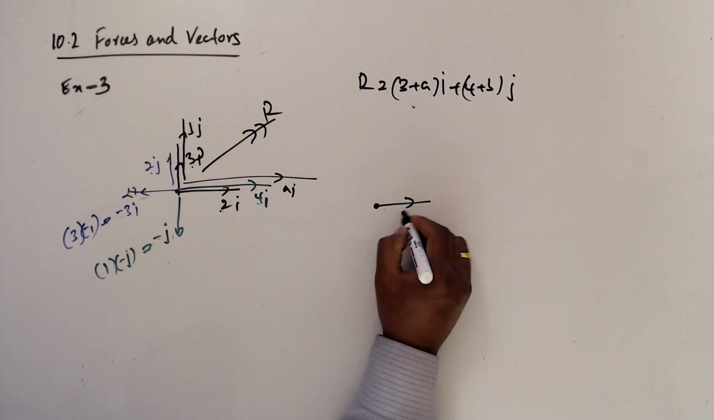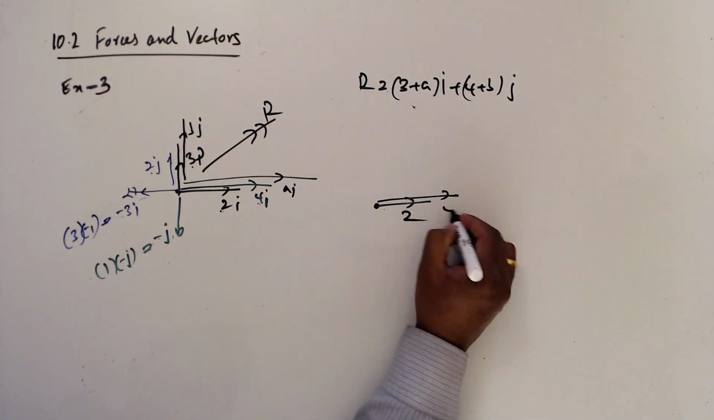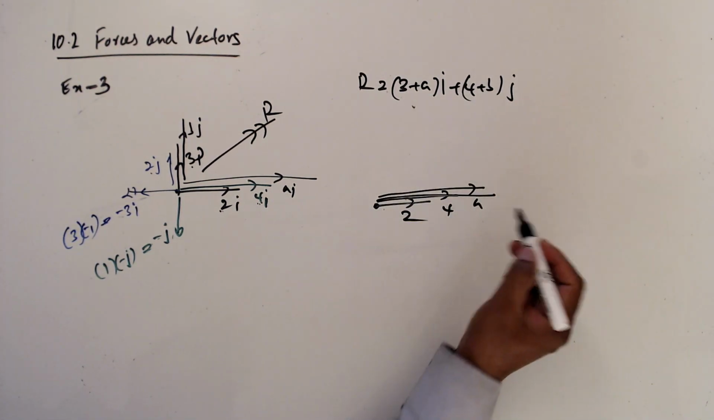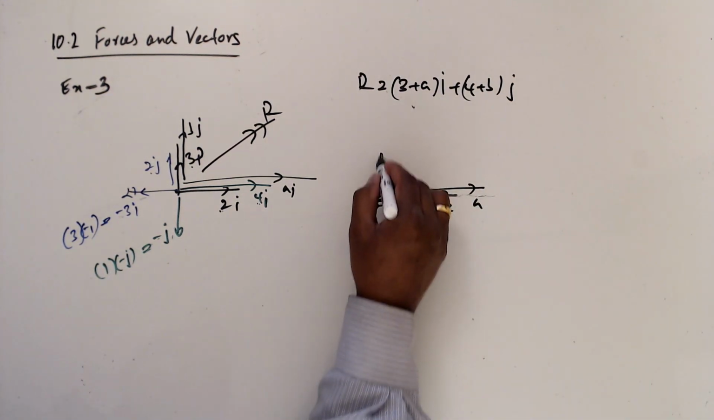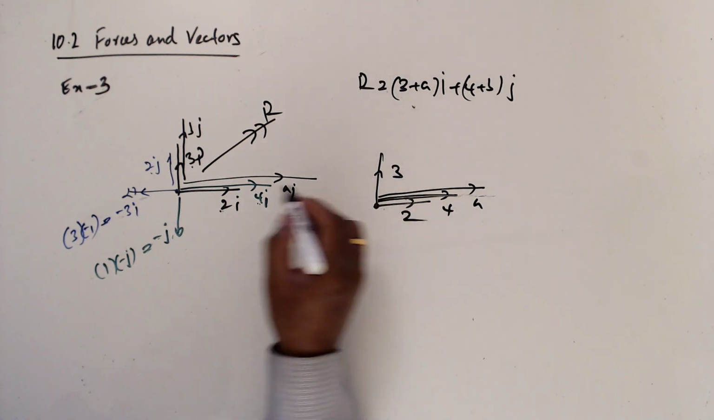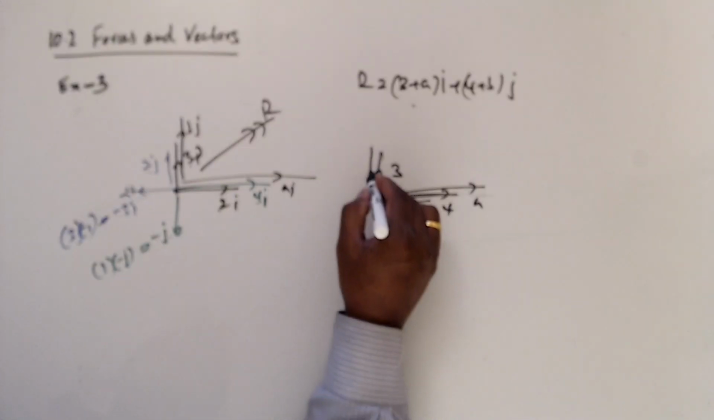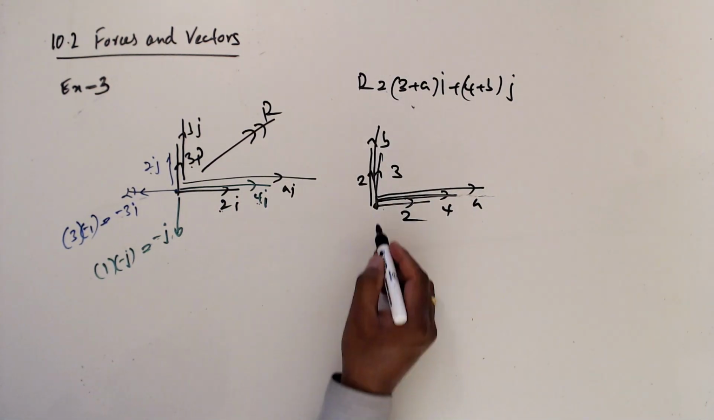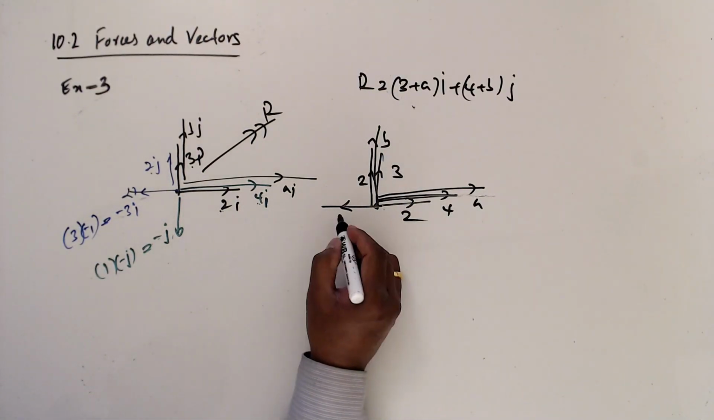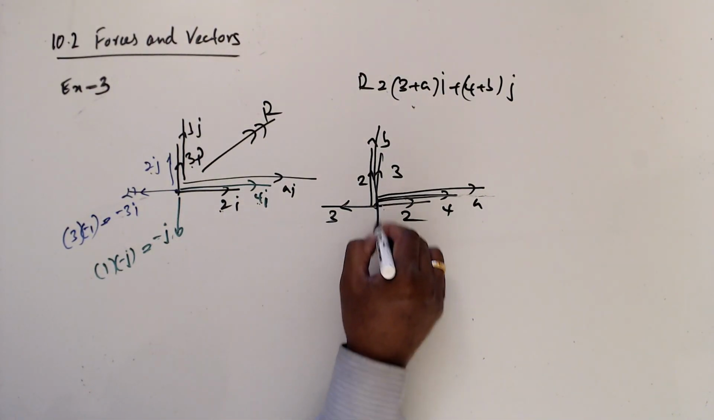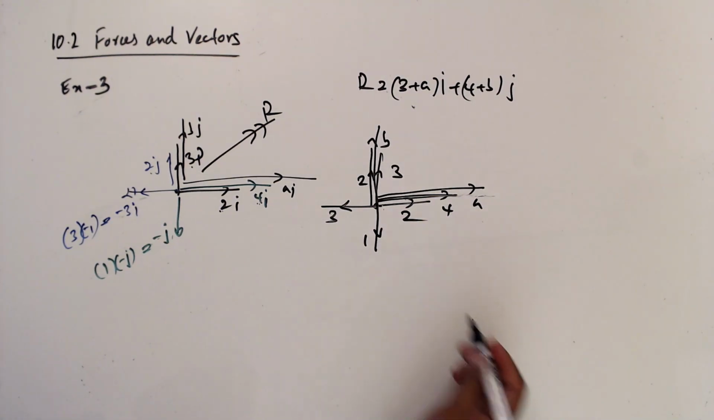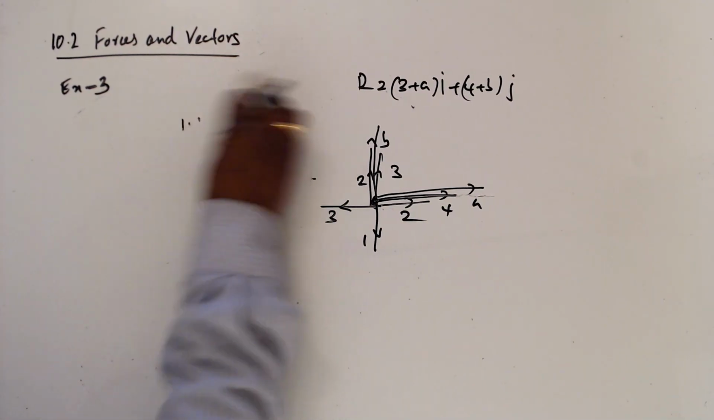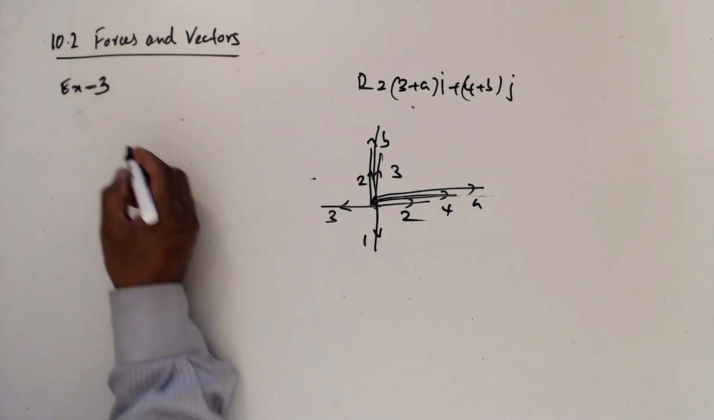Without i and j, we can simply mark like this. This is 2, and this is 4, and this is a, and this is 3, this is 2, and this is b, and this is now no negatives, 3, and this is 1. I will stay with this structure, and now we don't need to draw this.